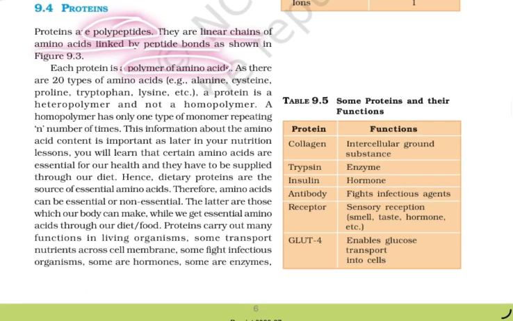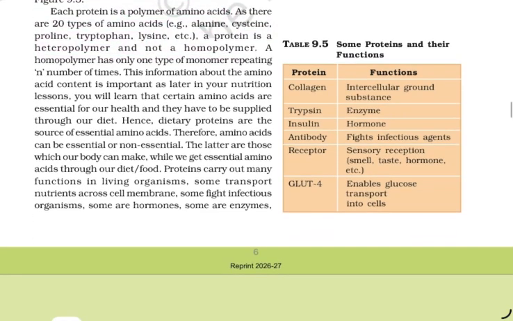Each protein is a polymer of amino acids. There are 20 amino acids: alanine, cysteine, proline, tryptophan, and lysine. The protein is a heteropolymer and not a homopolymer. A homopolymer has only one type of monomer repeating n number of times. Thus, information on amino acid content is important as it relates to your nutrition lessons.